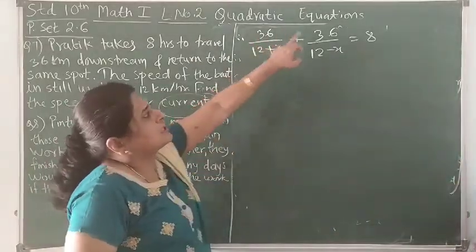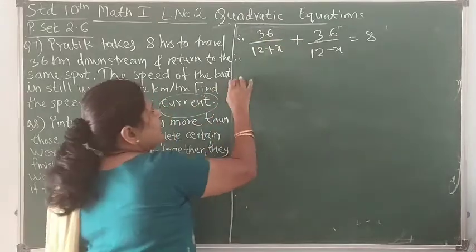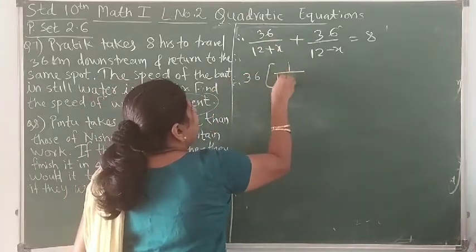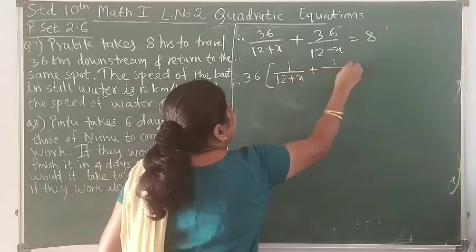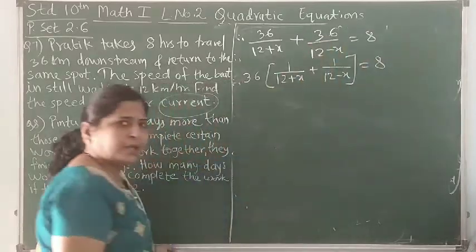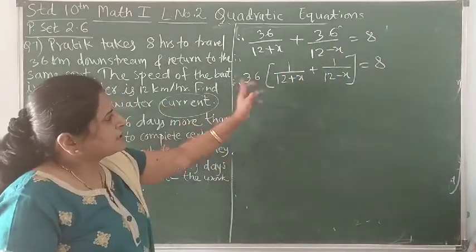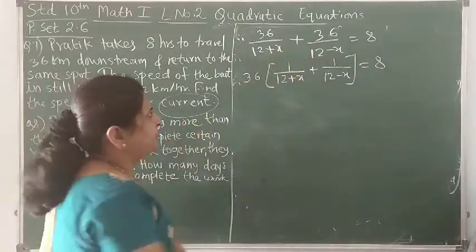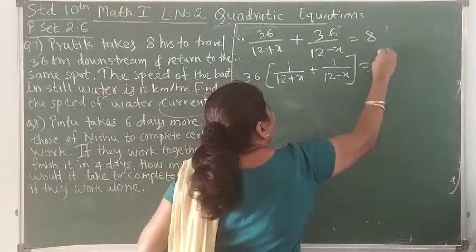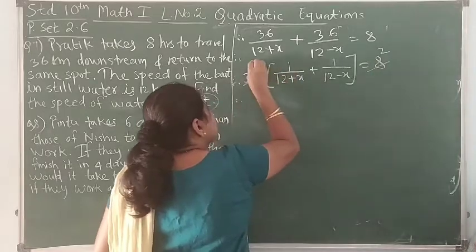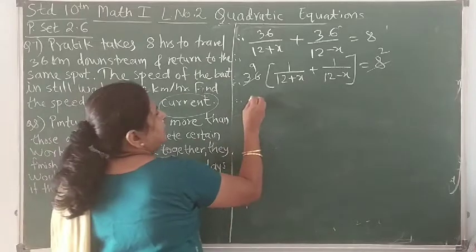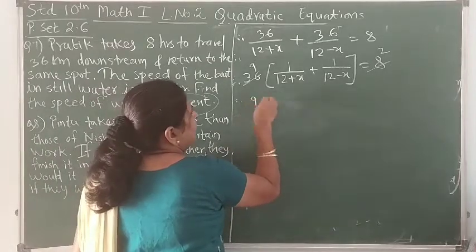First take 36 common from this. So what will be common here? 36. In the bracket it will remain 1 upon 12 plus x plus 1 upon 12 minus x, equal to 8. Okay. So let's take 36 on this side and divide. Or you can divide here by 4: 4 twos are 8 and 4 nines are 36. You can do it like this also. And here it will be 9.